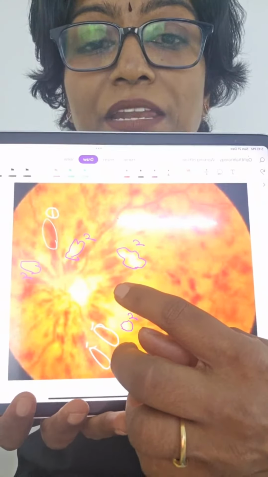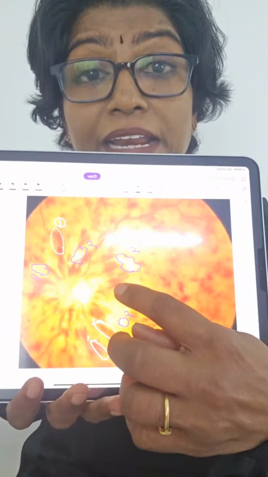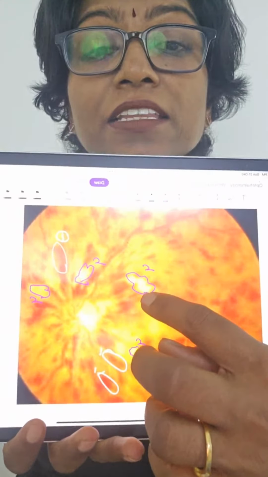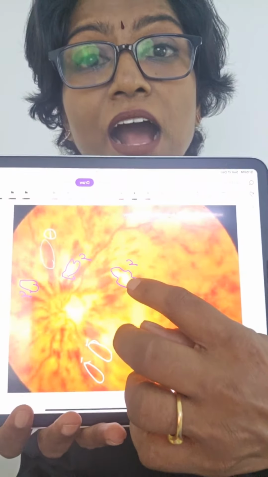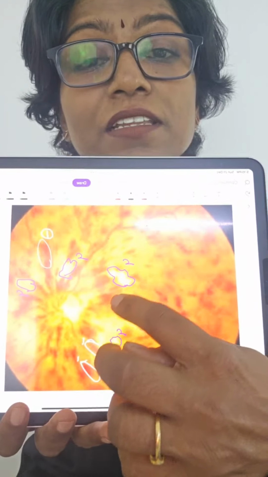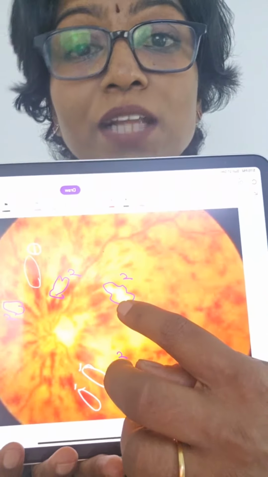So flame-shaped hemorrhages are located in which retinal layer? In the RNFL, retinal nerve fiber layer. And the cotton wool spots again are located in the RNFL. So both of them are in RNFL. The flame-shaped splinter hemorrhages and the cotton wool spots are located in the RNFL. And one more question for you. What is the most common cause of cotton wool spots?